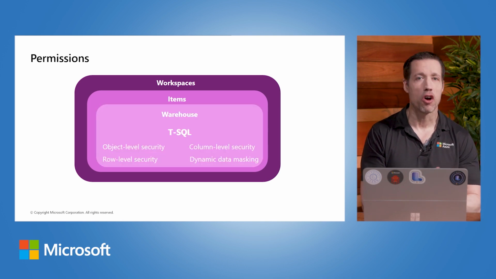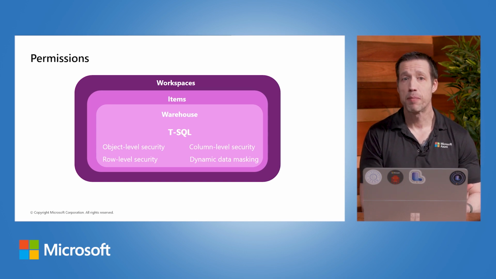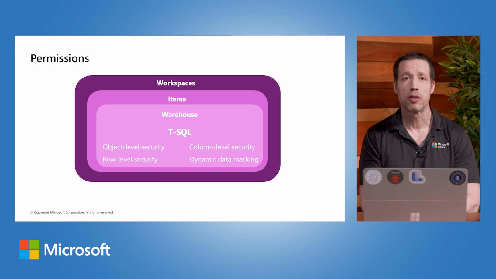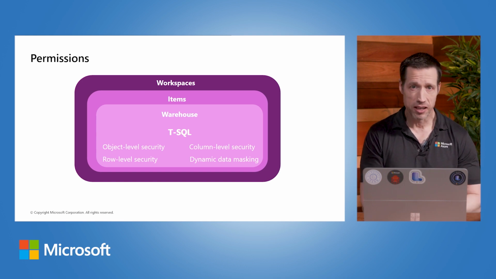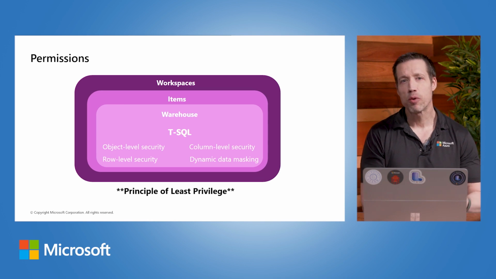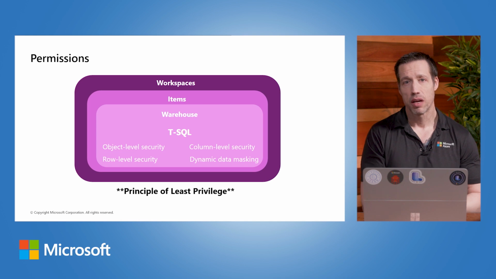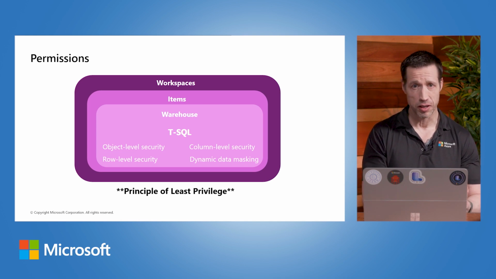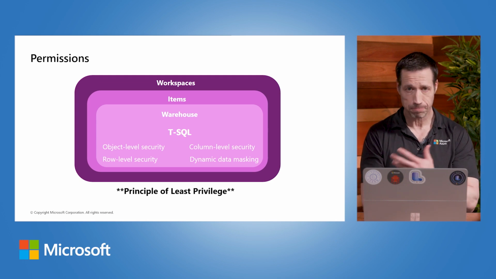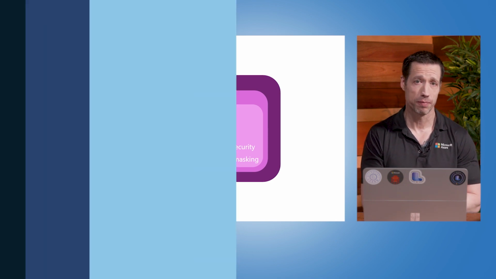Granular permissions can also be set within the warehouse itself using T-SQL. Common permission settings are object, column, and row level security, as well as dynamic data masking. And always remember to use the principle of least privilege when considering access. Leverage permissions accordingly, and keep in mind that you can apply these permissions to Entra ID groups as well as individuals.